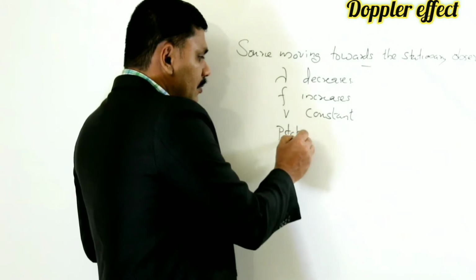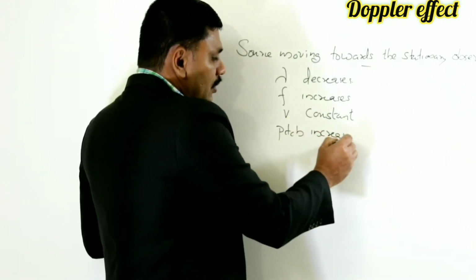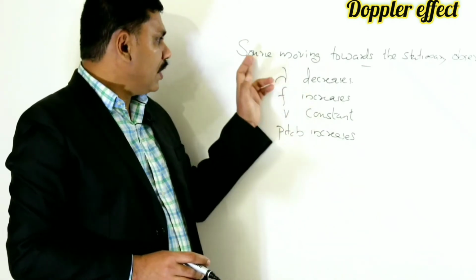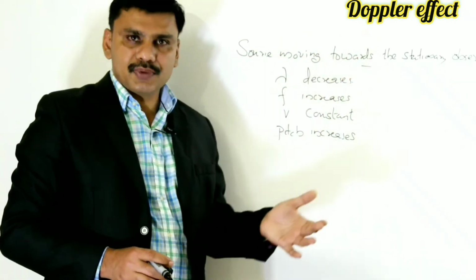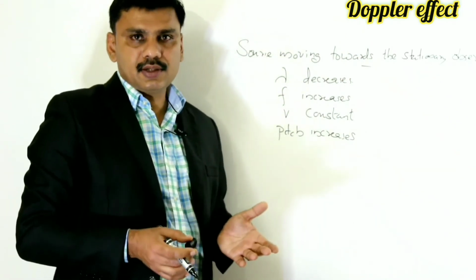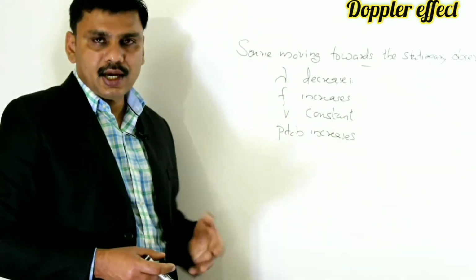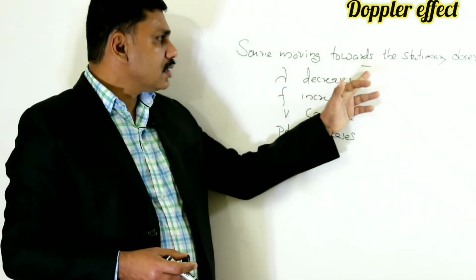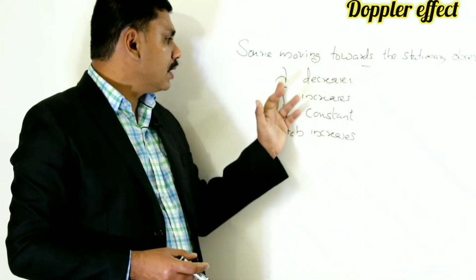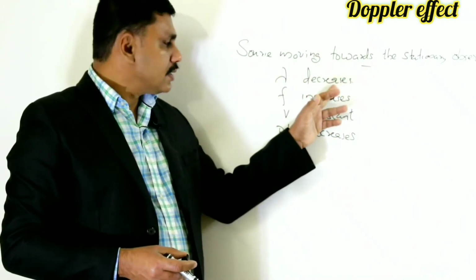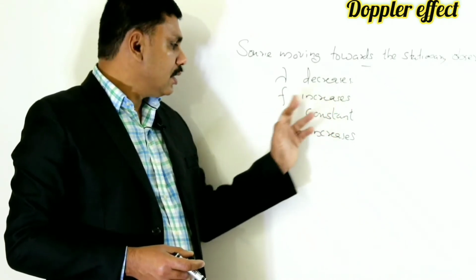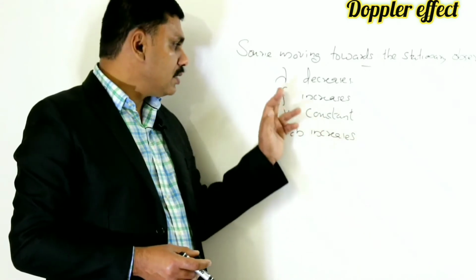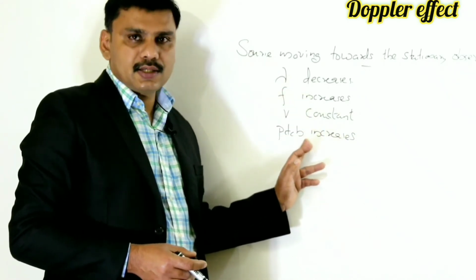Pitch increases, because pitch is measured in terms of frequency. So when a source is moving towards the stationary observer, which changes take place? It can be asked as a 1 mark question, and an explanation will also be asked. When a source moves towards the stationary observer, wavelength decreases, frequency increases, speed of sound remains constant, and pitch increases. So that means when frequency increases, pitch increases.